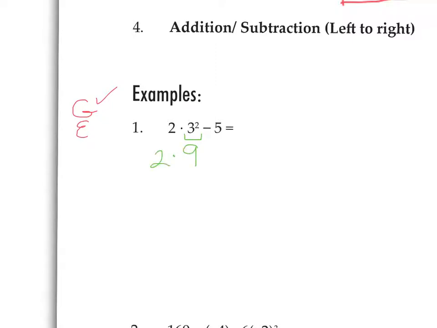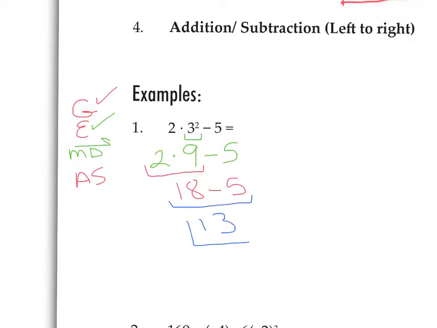So I'm only changing the step that I did, the 3 squared, the exponent. Everything else that I haven't done anything with comes straight down. Okay, now multiply, divide. Don't forget it's left to right. We have some multiply right here. 2 times 9 is 18, bringing down this minus 5 because I haven't done anything with it. And then add, subtract. So 18 minus 5 is 13. So this comes out to be 13.